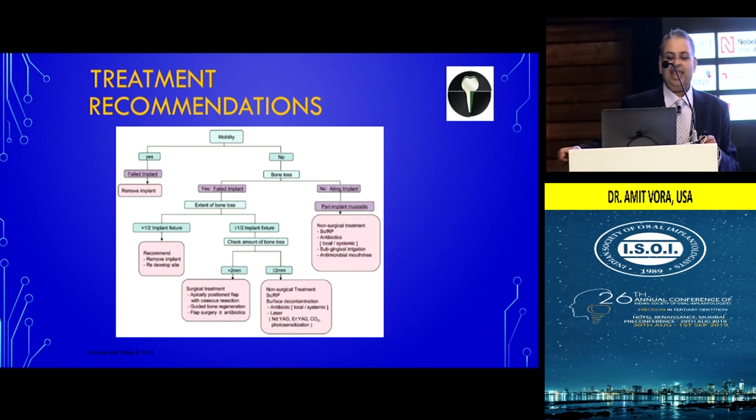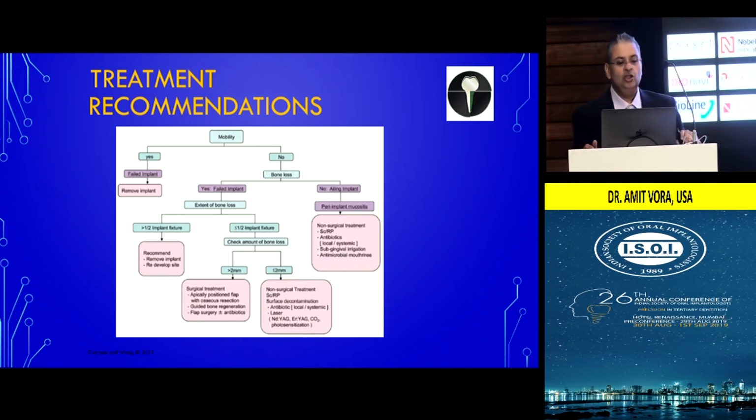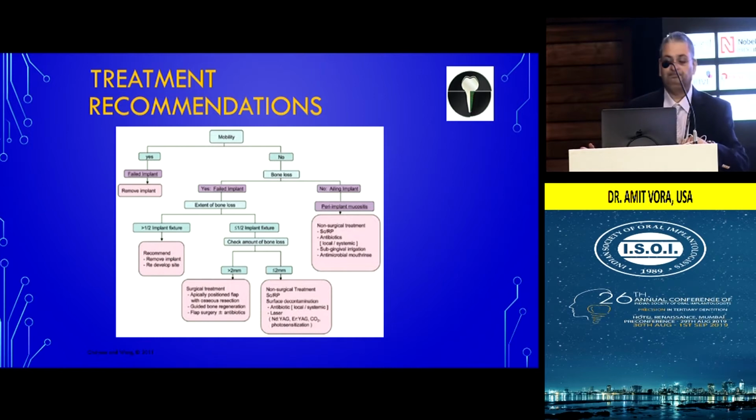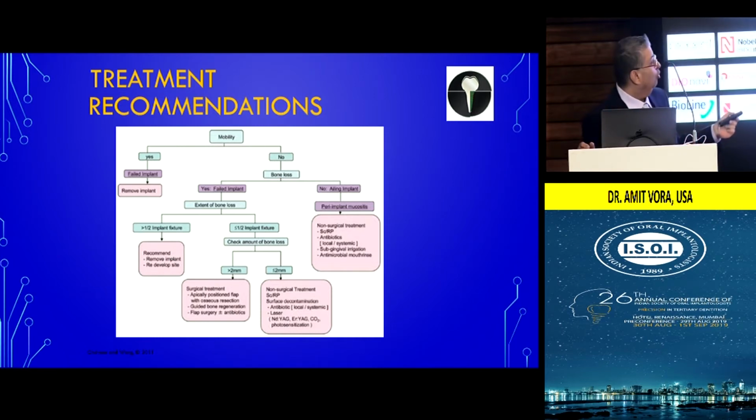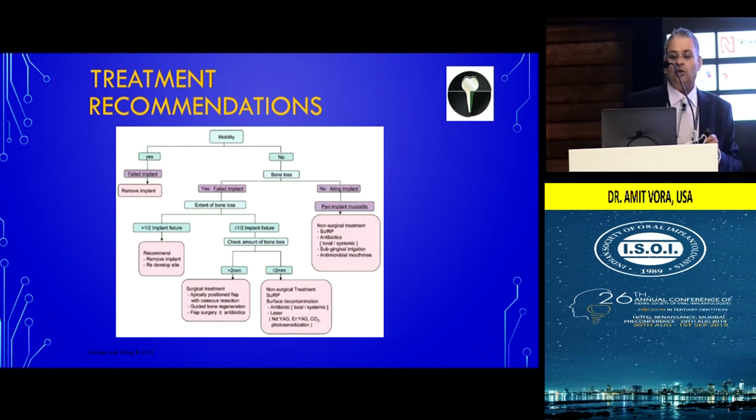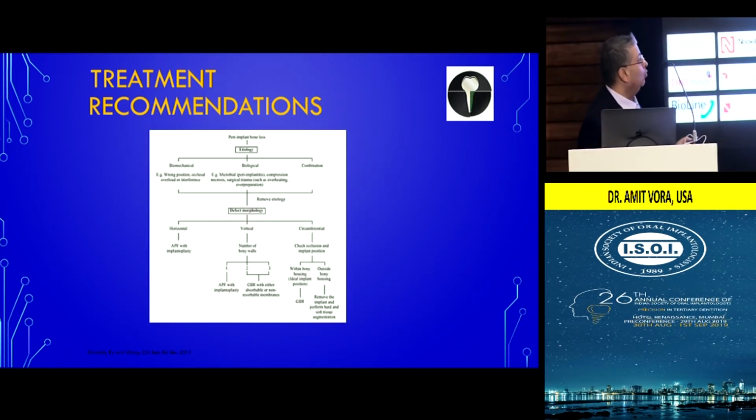If it's less than half of the implant, depending on what it is, you can either try to treat it surgically or you do some non-surgical treatment. And if there is no bone loss, then it's peri-implant mucositis, and then it's non-surgical. They also further broke down surgery into what would you do based on the defect morphology.